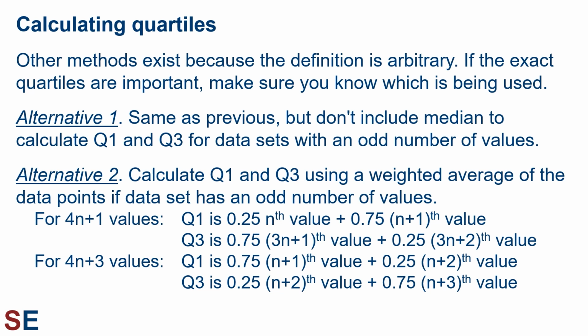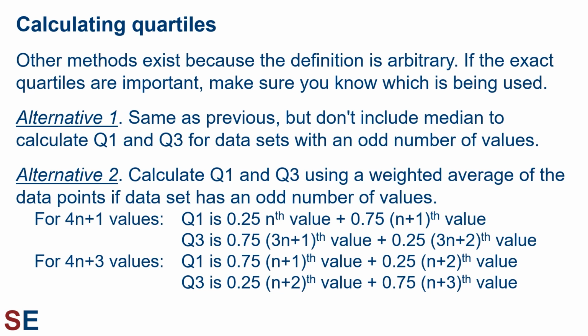And then a second alternative, we would calculate Q1 and Q3 using a weighted average of the data points if the data set has an odd number of values. So if the data set can be represented by 4n plus 1 values, so that would be 5 values, 9 values, 13 values, etc., Q1 would be 25% of the nth value and 75% of the n plus 1th value. And Q3 would be 75% of the 3n plus 1th value and 25% of the 3n plus 2 value.